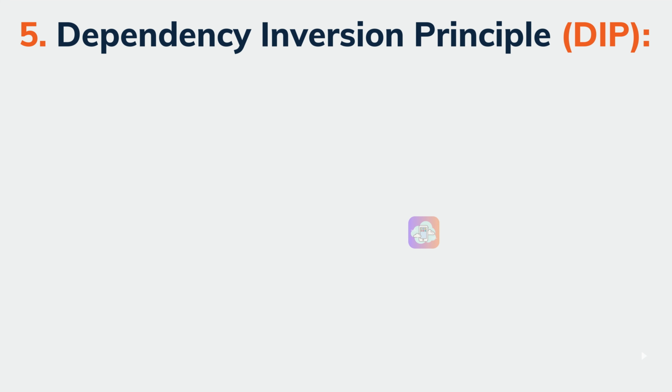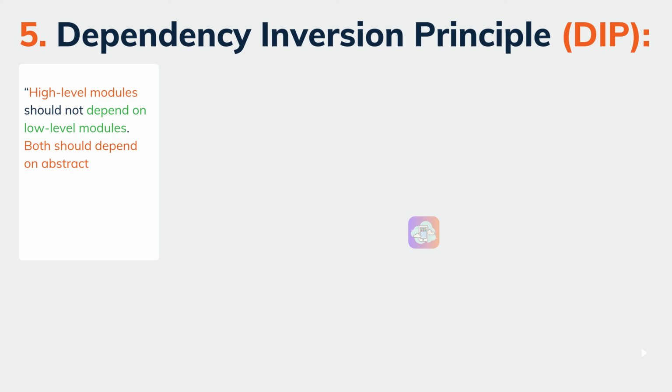Fifth, Dependency Inversion Principle, or DIP. High-level modules should not depend on low-level modules. Both should depend on abstractions. Abstractions should not depend on details. Details should depend on abstractions.